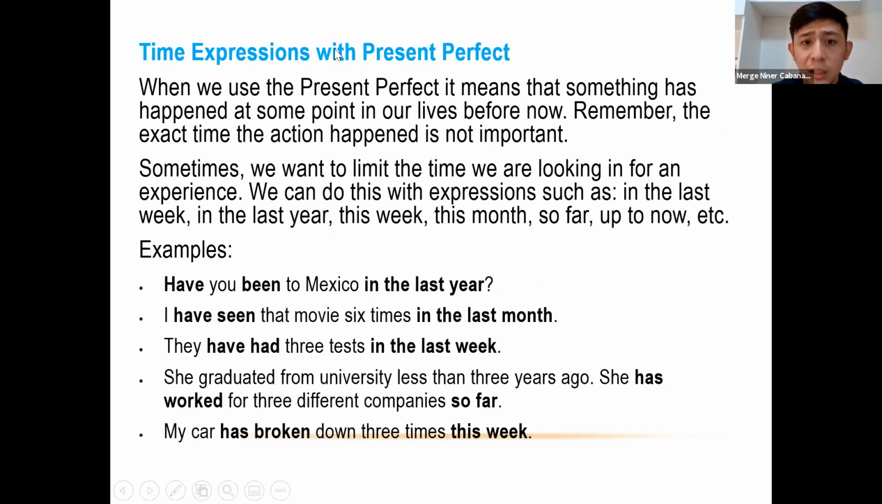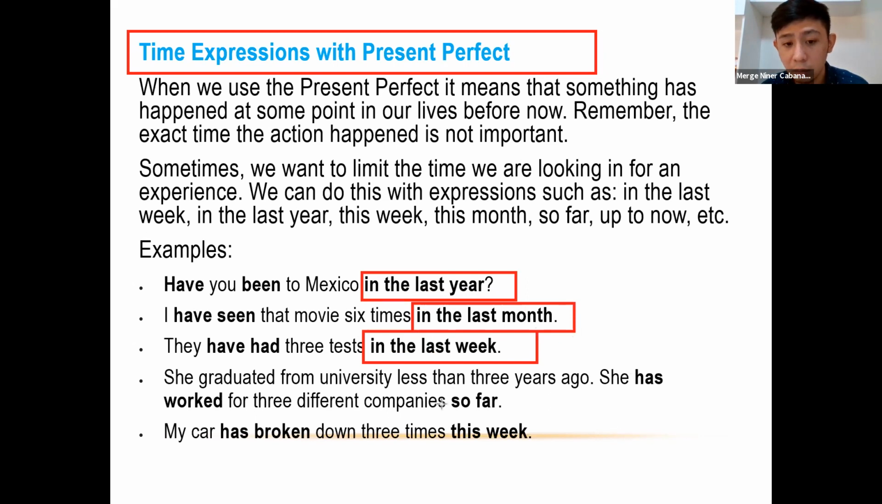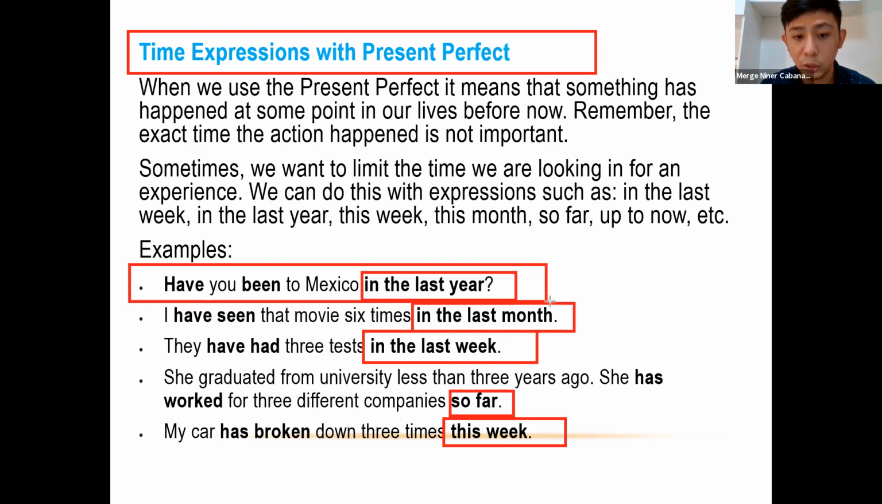Sir, this is confusing. You told us we cannot use a time expression with the present perfect. Why? Now we are going to add a time expression for present perfect. Now, guys, remember, look at the time expressions. In the last year, in the last month, in the last week, so far this week. Or you can also add for 2 weeks, for 2 years. Okay. Let me read this sample to you.